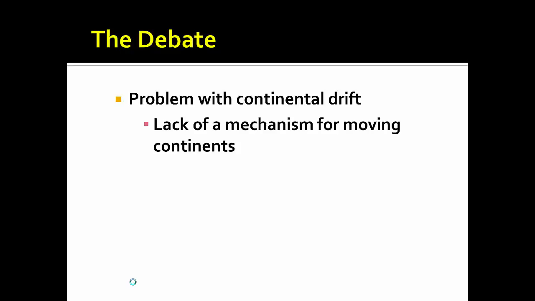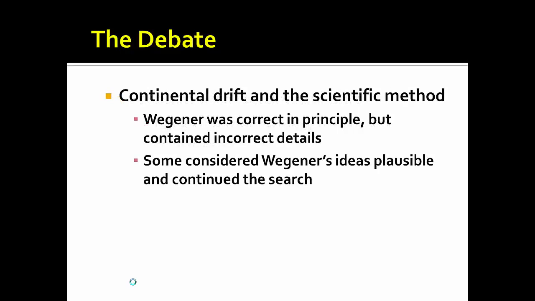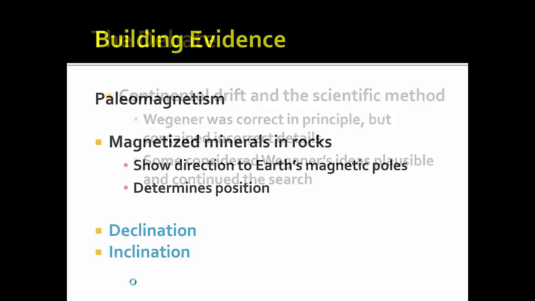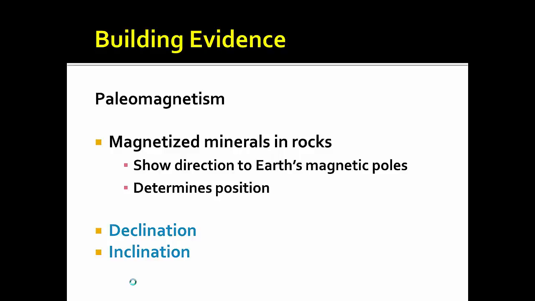Now, in spite of all this evidence for continental drift, it was not widely accepted at first. How do you move something the size of a continent? Because there was a lot of evidence, many scientists continued to investigate the idea that continents could move. One of the next steps used paleomagnetism to further document the movement of land masses.